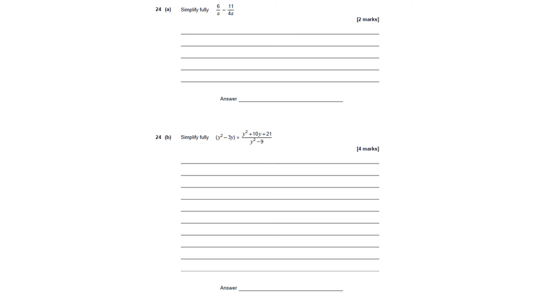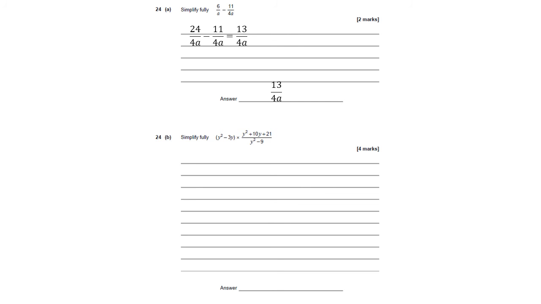24a, simplify fully 6 over a minus 11 over 4a. So to do some fraction subtraction, we need to make the denominators the same. They're both multiples of a on the bottom. So if we multiply top and bottom of the first fraction by 4, we get 24 over 4a. We're now taking away 11 over 4a, and as they've got the same denominator, we just take away the tops, giving us an answer of 13 over 4a.